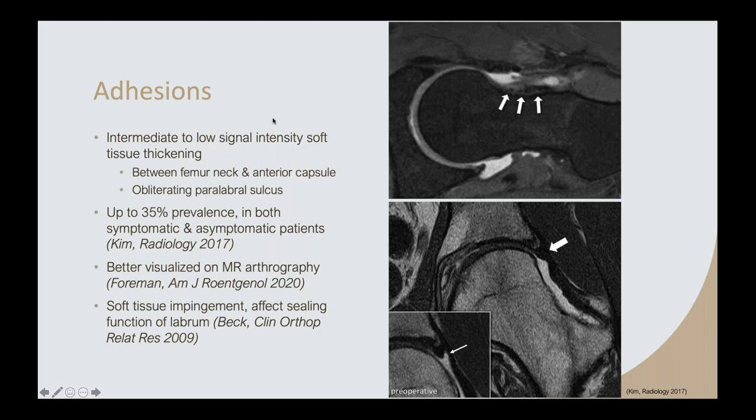Whether this is significant or not is controversial in the literature, but some authors believe that this might be a cause of soft tissue impingement, for example at the anterior head-neck junction, or when they are stuck onto the labrum, it affects the sealing function of the labrum, resulting in persistent symptoms or even new labral tears.